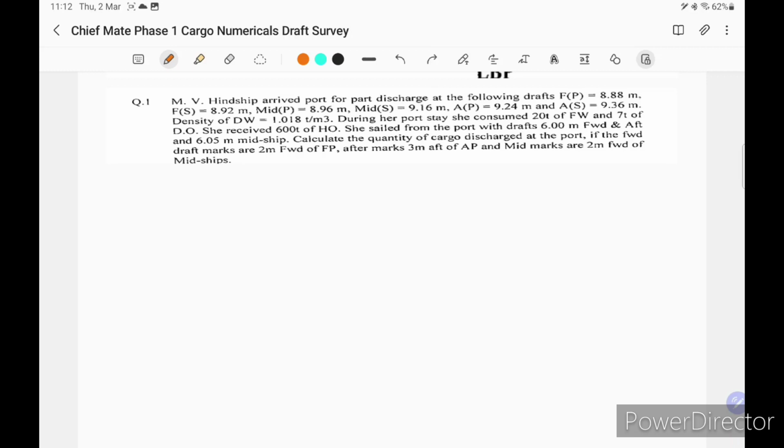So let's solve this question. I told you before, to solve any question we have to make the diagram. So let's see, for example, this is our vessel.